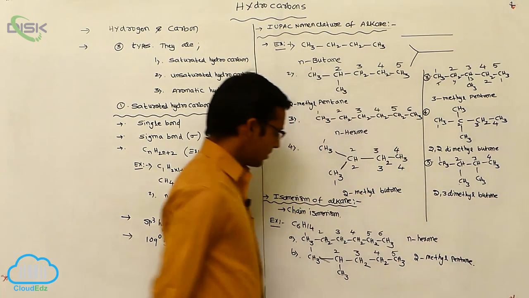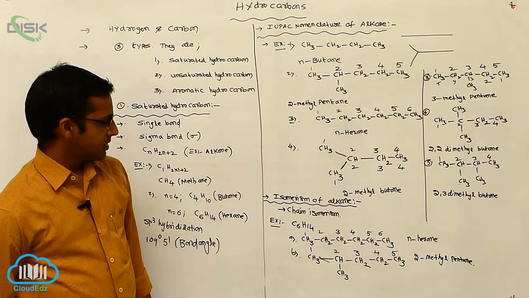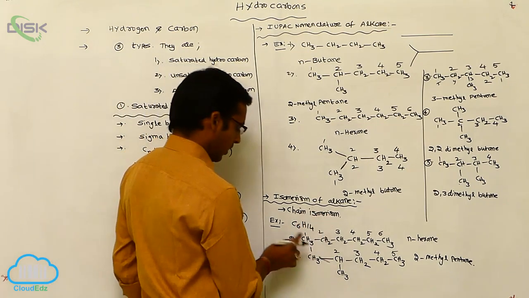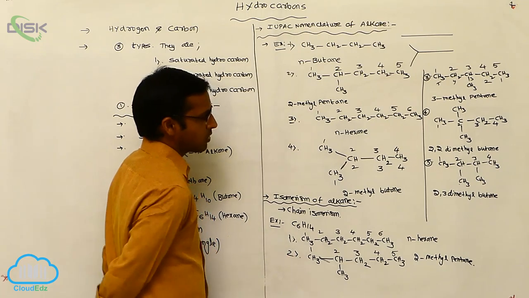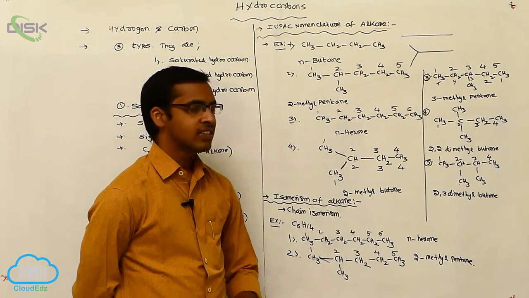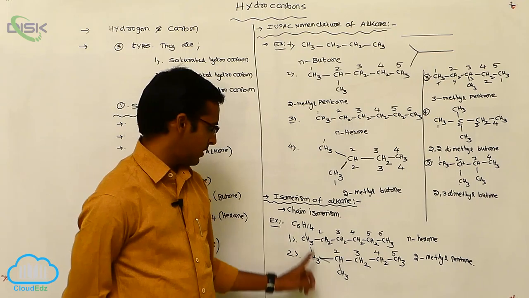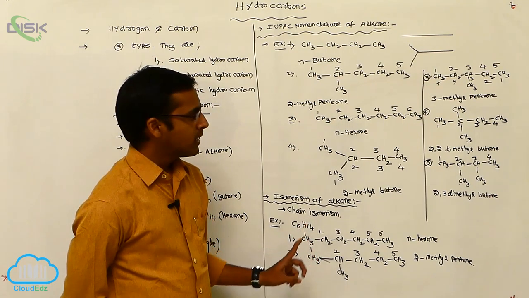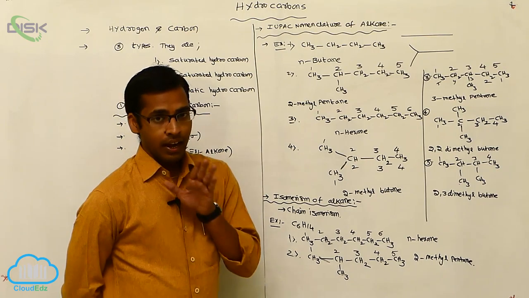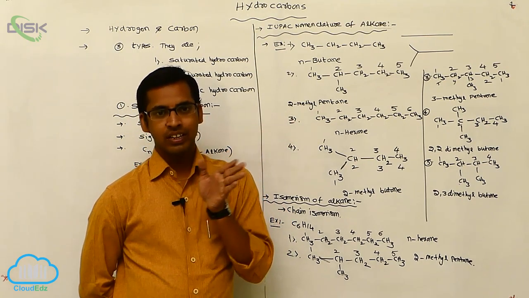2,3-dimethyl butane. Okay, so you can observe A, B, C. You cannot write like this. This is the first one, this is your second one. All are having the same molecular formula. All exhibit the C6H14 molecular formula, but differ in arrangement of chain. So, they differ in their chain.